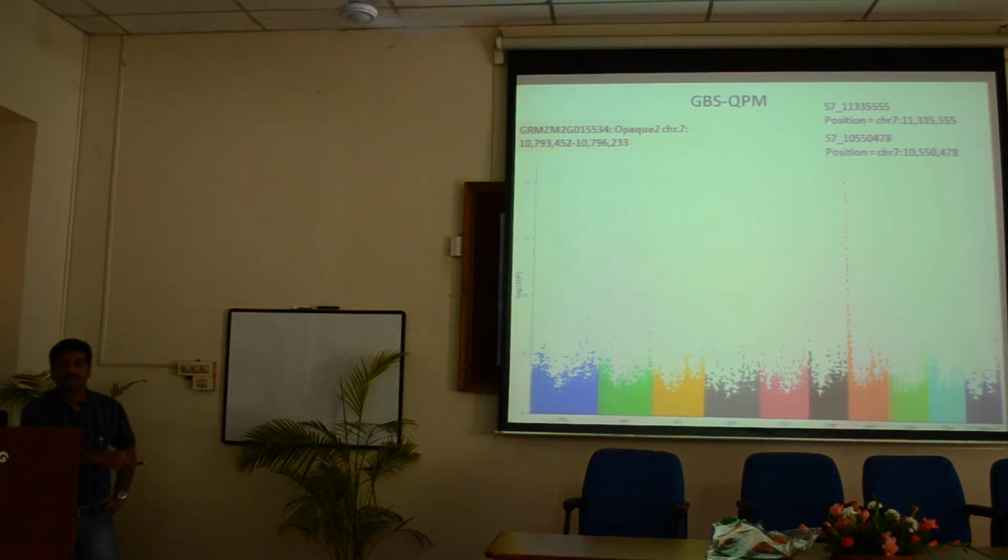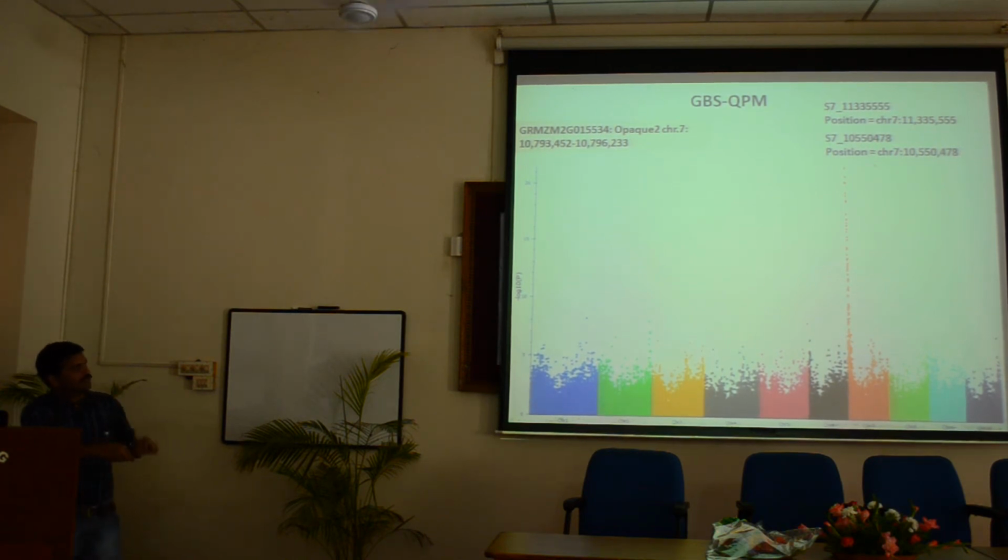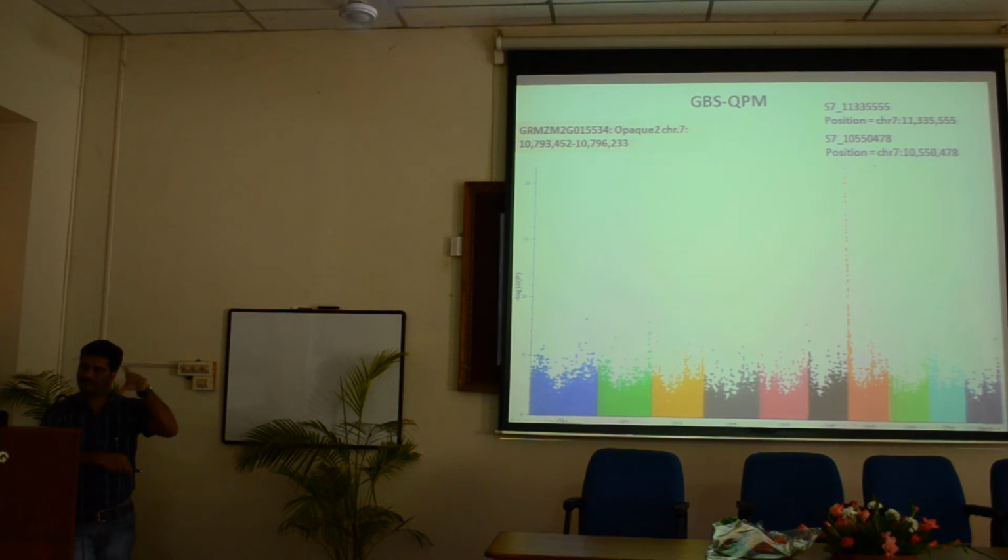The other trait is QPM. Are you aware of QPM? Quality protein maize, which is rich in lysine and tryptophan, and that is because of the gene Opaque2 along with a few other modifiers. So what we did, we had around 300 lines with us. Out of that, around 60 or 70 lines were QPM lines. So we coded the QPM lines as 1 and the rest of the lines as 0. That is the phenotype that we gave.